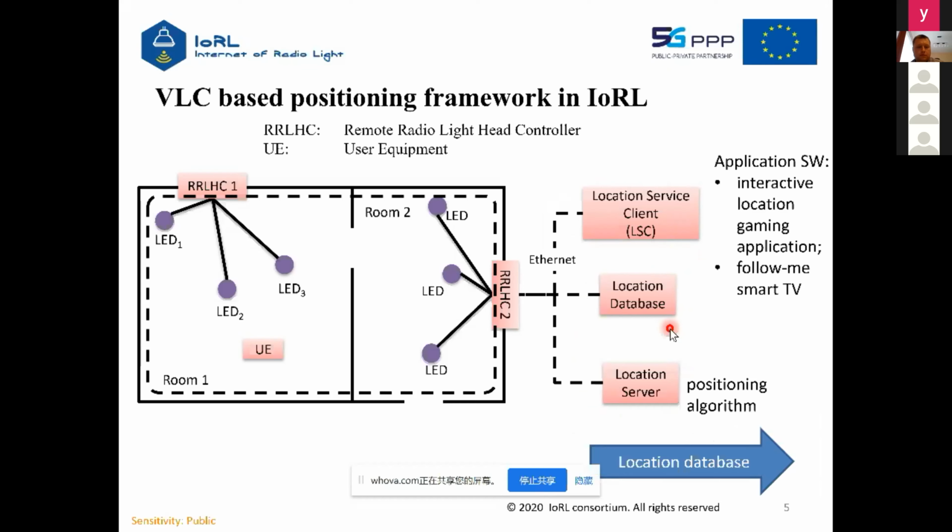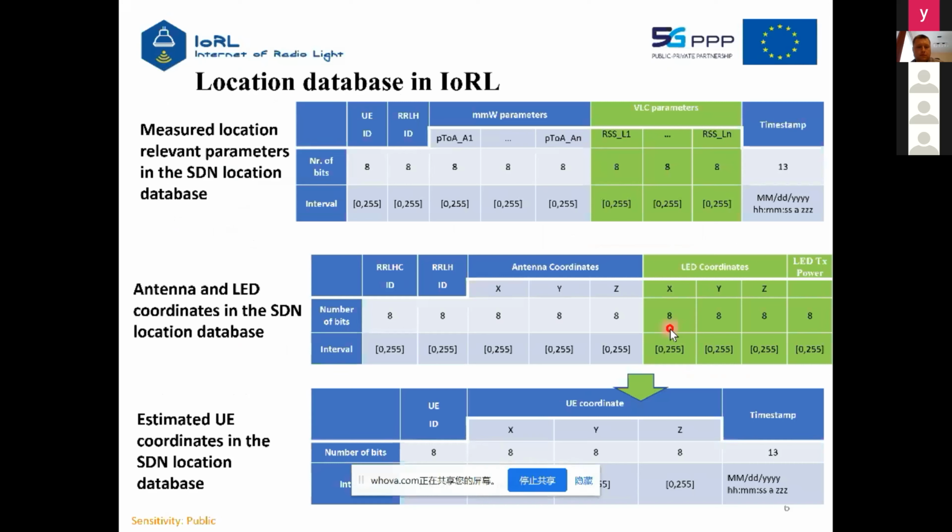Here, I would like to give you more details about the location database. As you can see, there are 3 different sets of VLC parameters in the location database. The first one is the measured location-relevant VLC parameters, which is the received signal strength of the positioning signal. The second one is the coordinates of all antennas, LED lamps, and also the transmitted power. The last one is the estimated location coordinates of all connected user equipment.